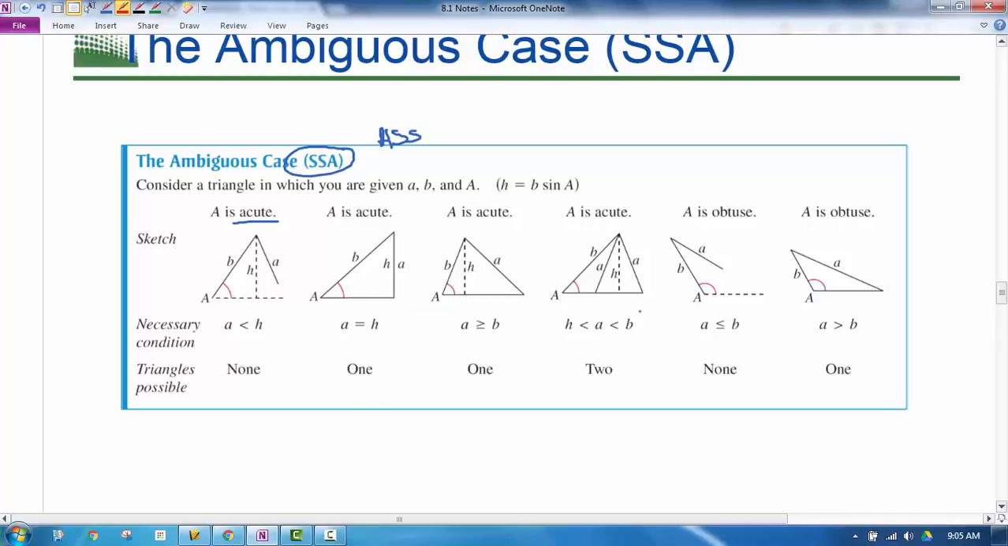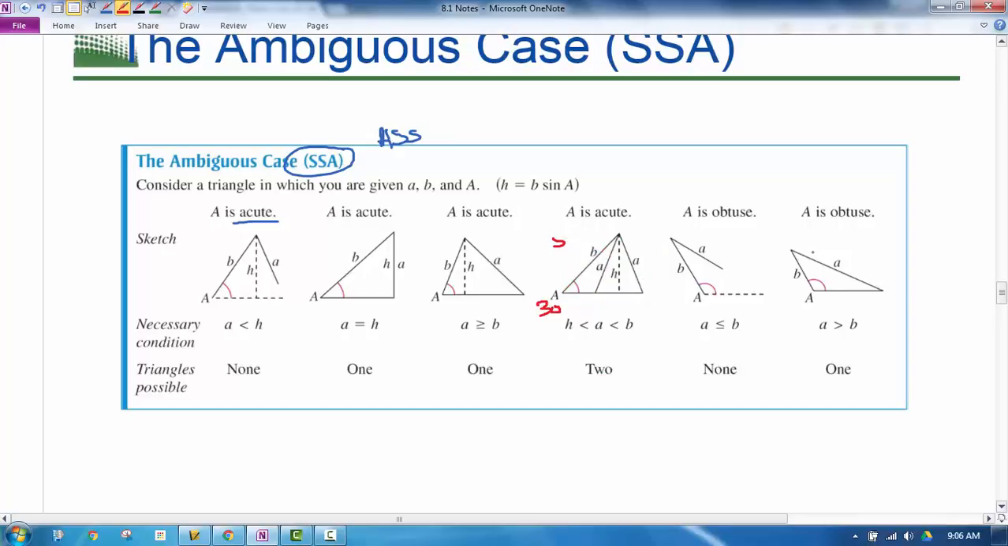But in the next case, there are two triangles. When we have an acute angle of 30, for example, and A is between the length of the height and B, so let's say that this is 5 and this is maybe 3, it turns out you can swing this side over, and you can make two different triangles. You can make this bigger triangle here, or you could make this triangle here with the same given information. So there are two triangles, in which case we have to give the information for both of those situations.